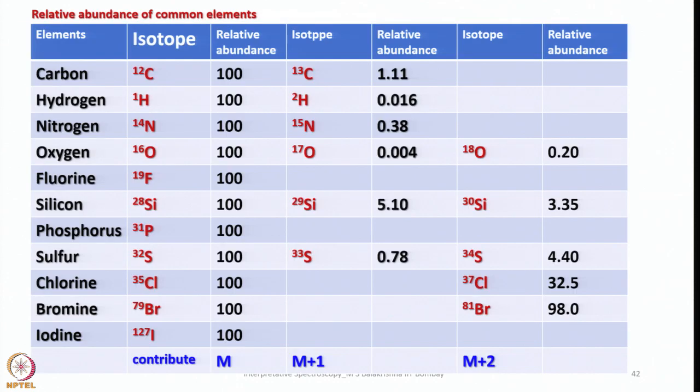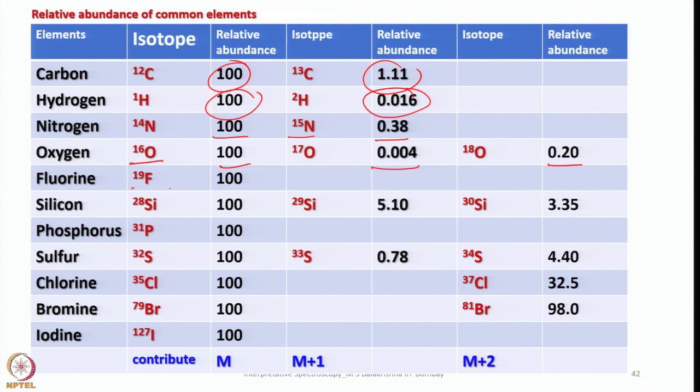So now the relative abundance of common elements I have listed here. Carbon, of course, 99% I would say is 12 carbon, only 1.11% is 13 carbon, and relative abundance is 100 and this is 1.11, and then 1H is 100 and here it is 2H, deuterium is 0.016, and in case of nitrogen 14N is 100 relative abundance, whereas for 15N is 0.38, and similarly for oxygen 16O it is 100%, 17O it is 0.004. And also apart from 17O, we also have 18O, that is 0.20 relative abundance.